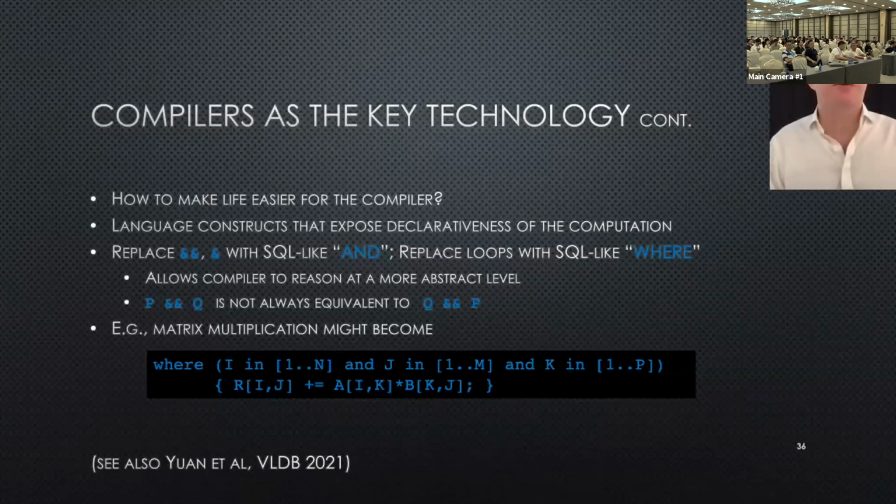So at the bottom, I've shown a particular way that you might implement matrix multiplication using a more declarative formulation with wheres and ands rather than using the standard nested 3 for loops.